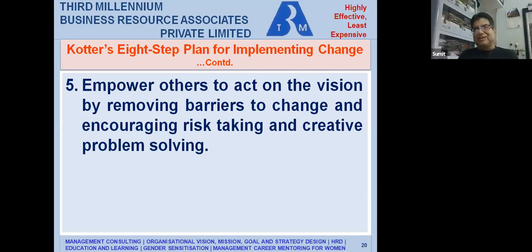So what is the higher authority supposed to do? Facilitate a scenario and provide them the security. They are willing to do their job, but they have to be given the security so that they can do it still better. So empower others to act on the vision they already have, removing barriers to change, encouraging risk-taking and creative problem solving, right? If somebody comes up with a creative solution, don't discourage that person.